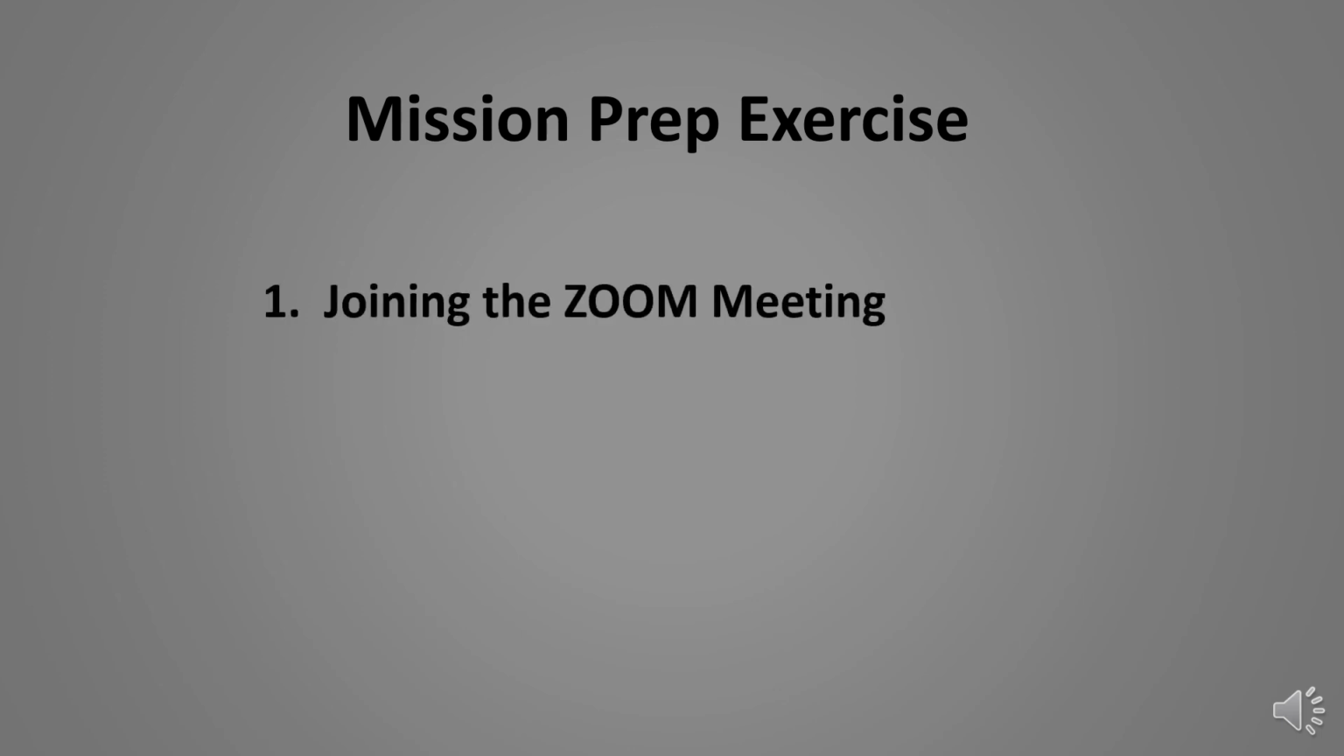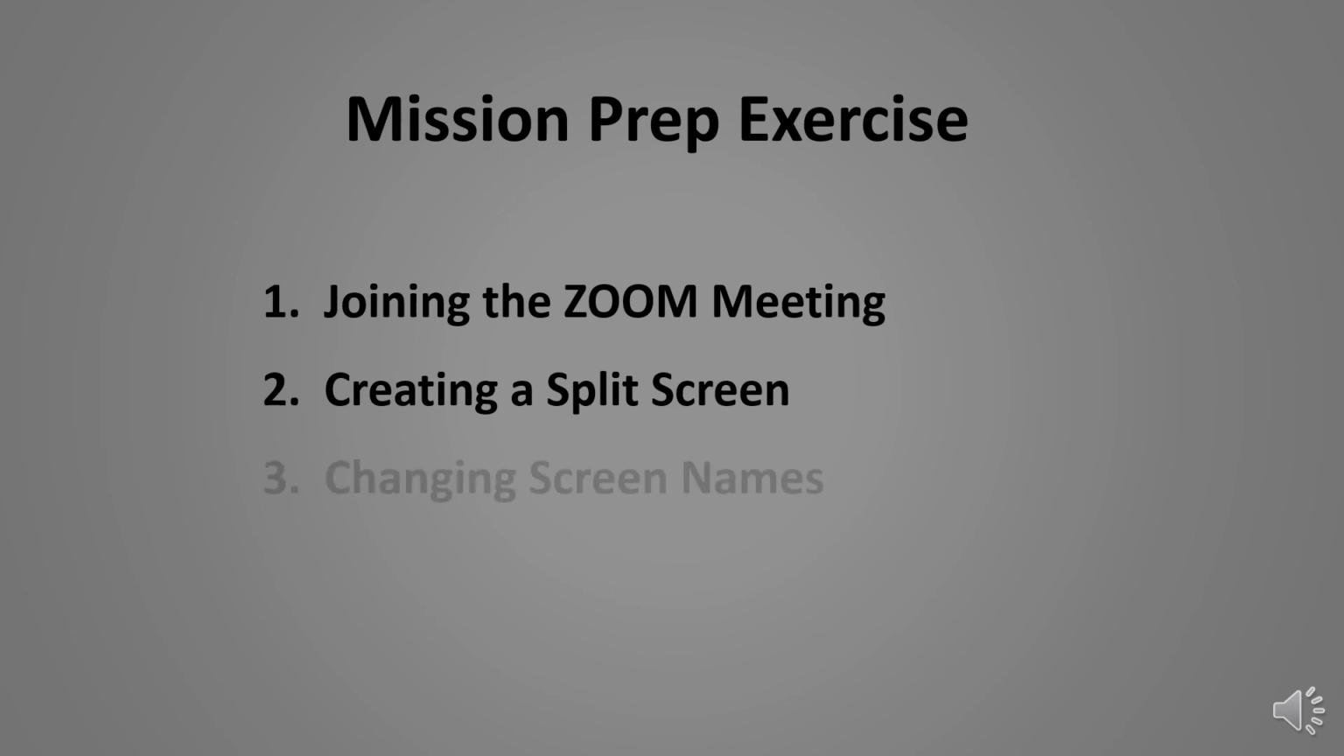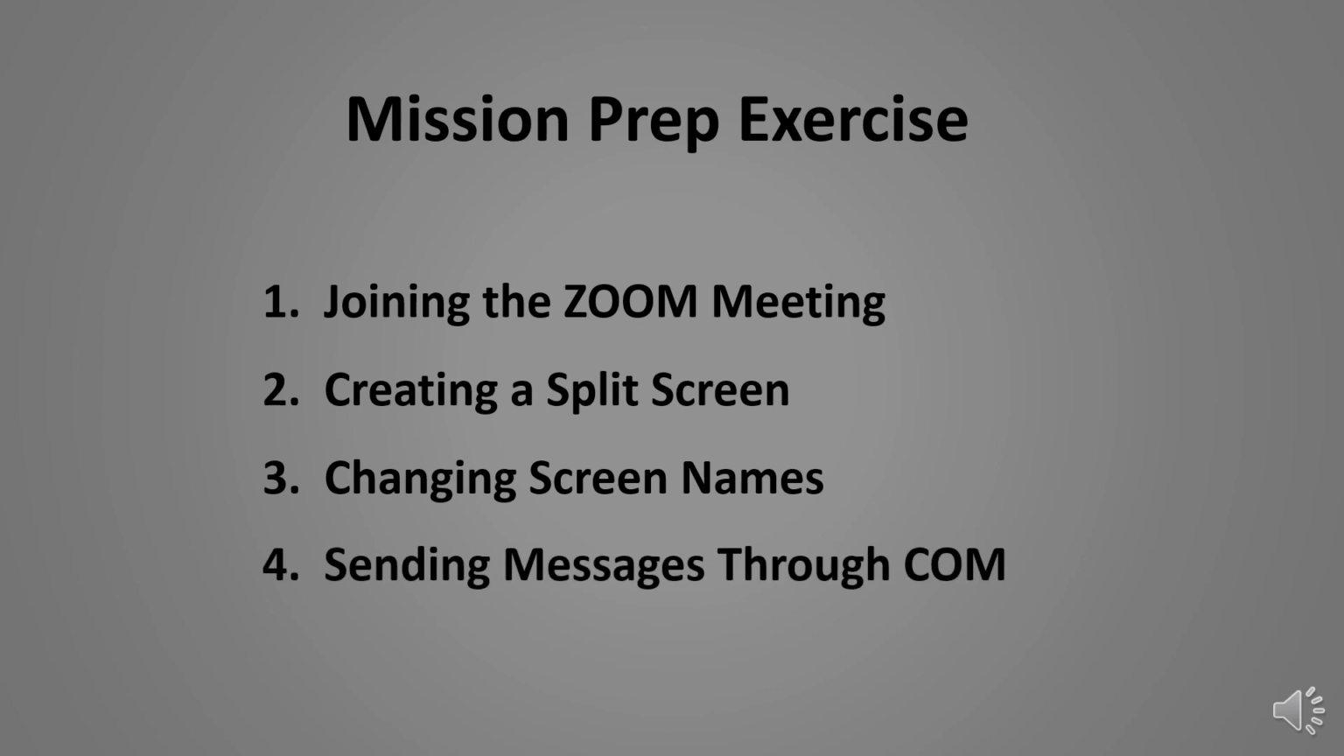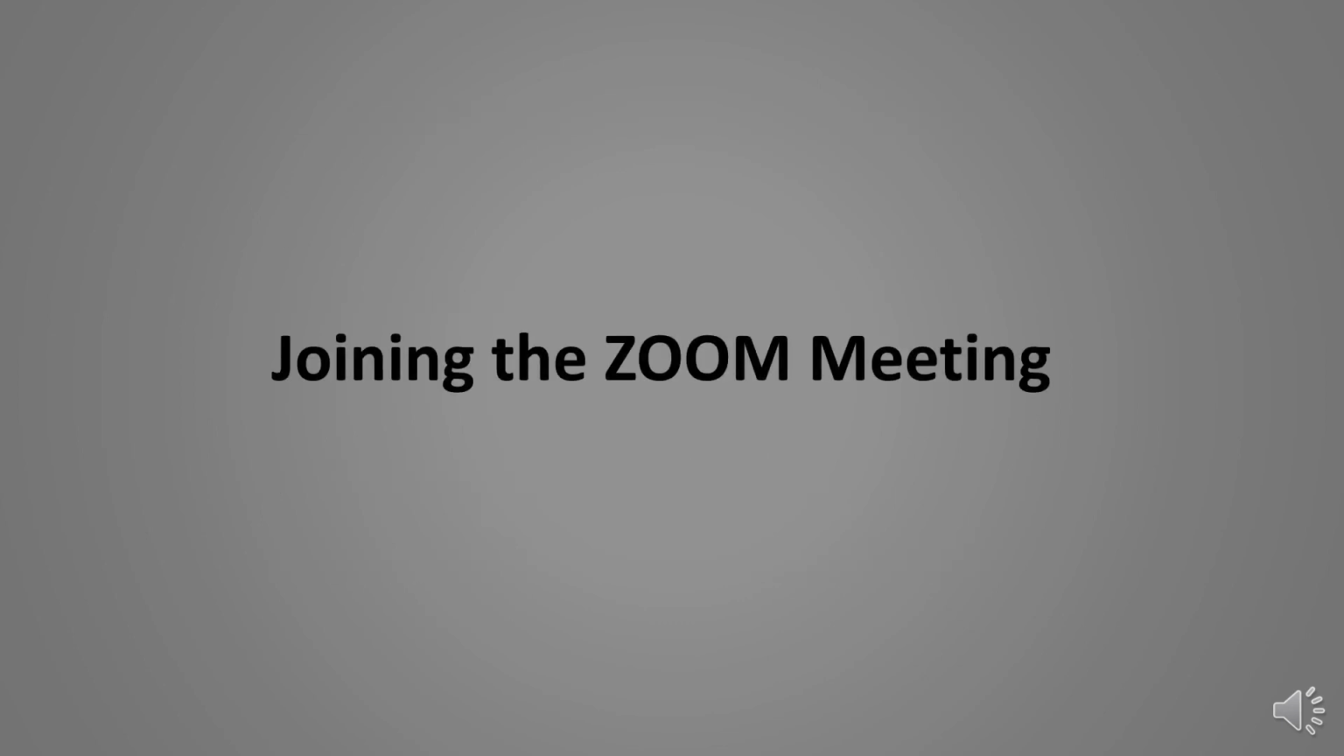The first that we're going to discuss is joining the Zoom meeting. The second is creating a split screen on their computer. The third is changing their screen names so others in the mission can identify the role that they are playing. And finally, sending messages through the comm officer. So let's start with joining the Zoom meeting.